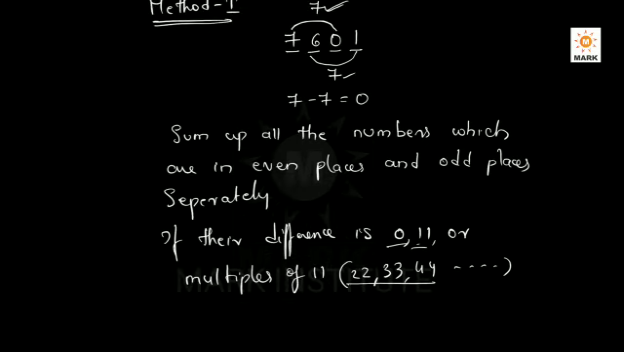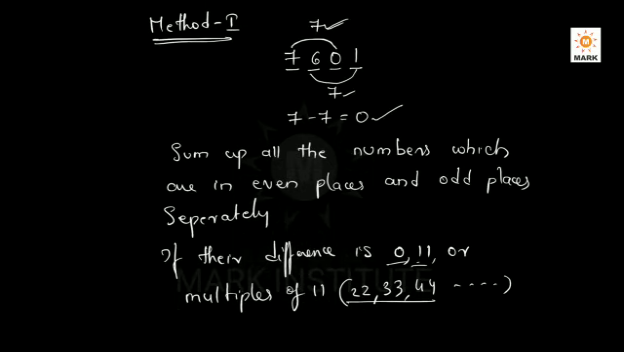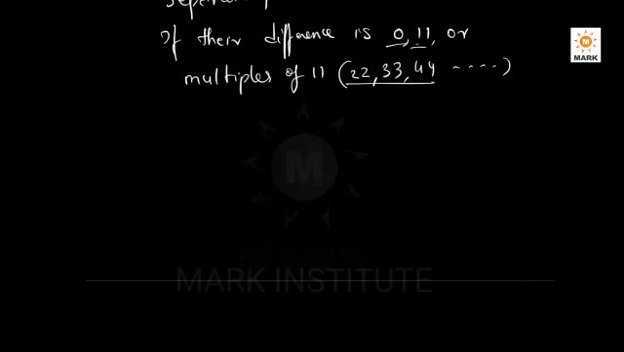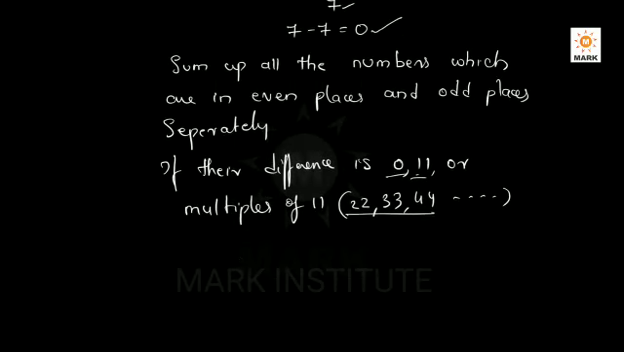So look here, 7 minus 7 is equal to 0. The sum of the numbers in the odd places is 7, and the sum of the numbers in the even places is also 7. So the difference between them is 0, which means the given number is exactly divisible by 11. This is method 1. Not only 0, it can be 11 or 22, 33, multiples of 11.